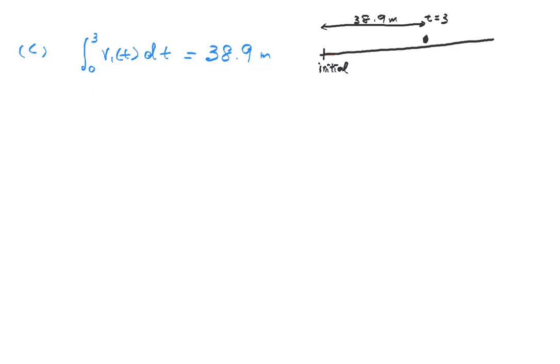That means from the initial position, the lion has traveled 38.9 meters after 3 seconds. Or I can say at 3 seconds, the lion is 38.9 meters from its initial position. If I want to state it like that, also nothing wrong. So that is my interpretation. Have you written down, everyone? This is the initial position. This is the position after 3 seconds.